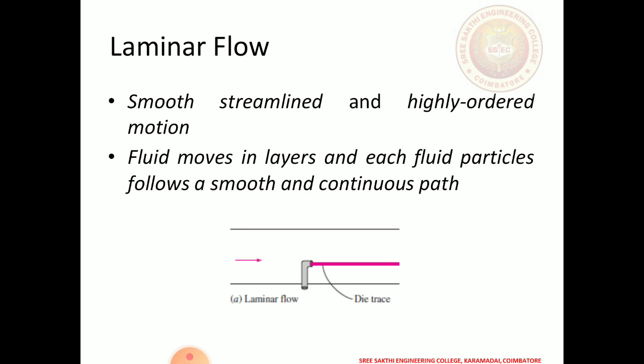Laminar flow. Laminar flow is sometimes also called streamline flow. In this type of flow, the fluid moves in layers and each fluid particle follows a smooth and continuous path. The fluid particles in each layer remain in an orderly sequence without mixing with each other.